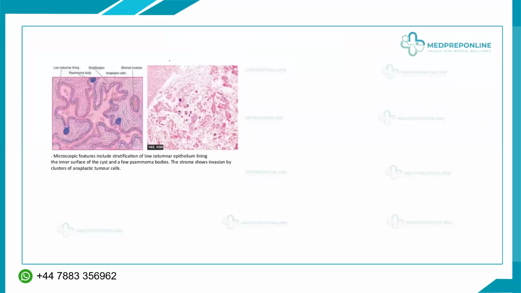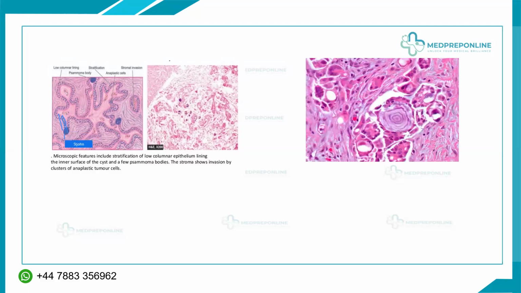Now coming to the next. So now you have some microscopic features, as we can see in the picture. Low columnar epithelium, and it lines the cyst, as well as the presence of few psammoma bodies. So this is very particular of anaplastic tumor cells. Whenever you see some psammoma bodies, these are particularly seen in the papillary type of serous cystadenocarcinoma. So these are malignant changes.